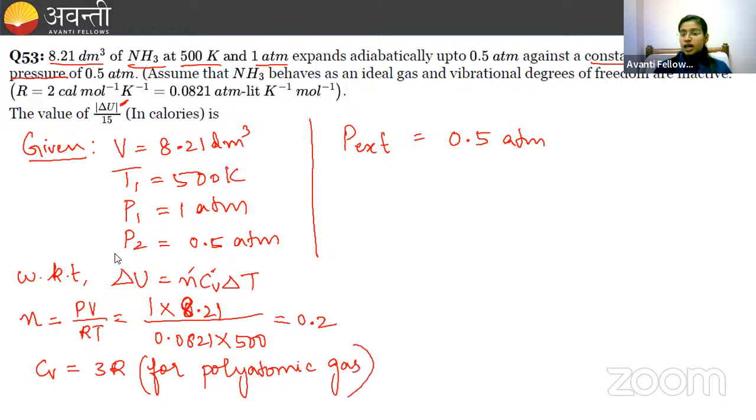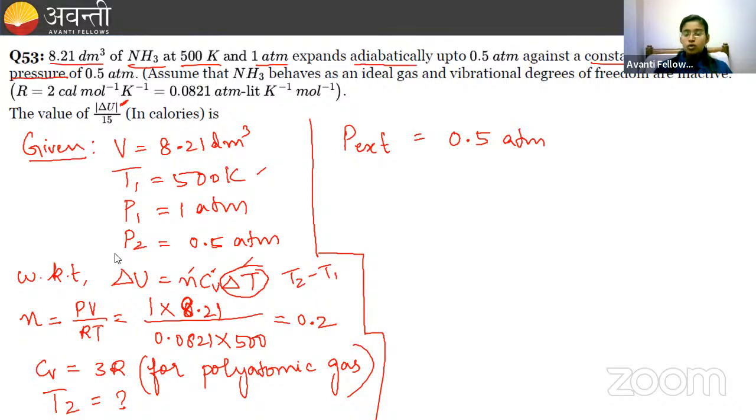And we need delta T. Delta T is nothing but T2 minus T1. Right? So we have T1, but we don't have T2. So we are supposed to find out the final temperature T2. So only if we find out that, we can substitute that in this formula and we can get the delta U. So now how to find out T2? Is there any other information given? Yeah, we are given the adiabatic process, right?